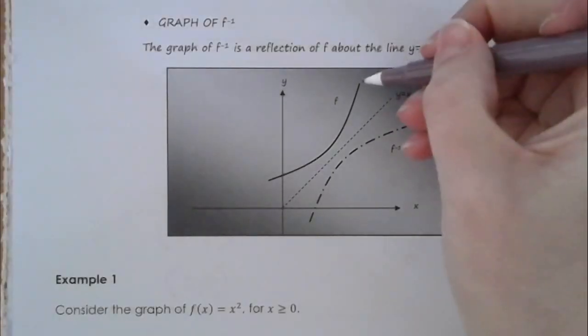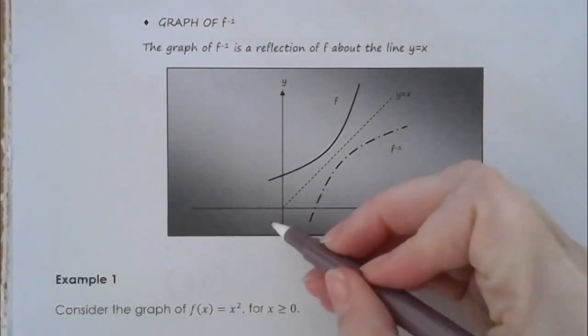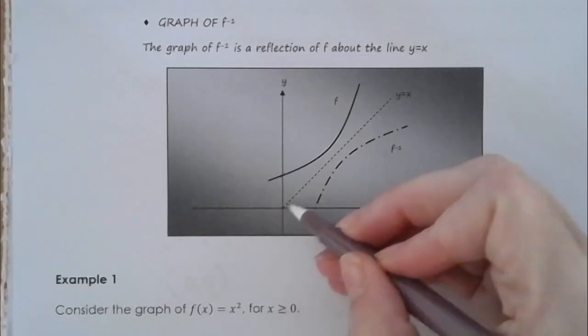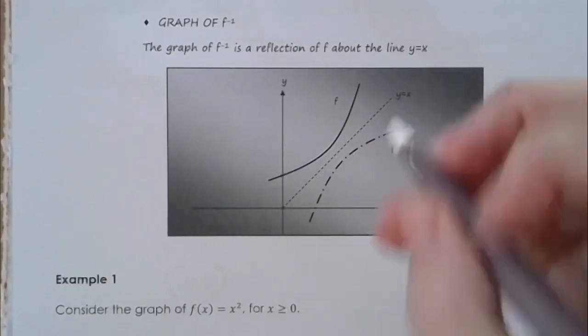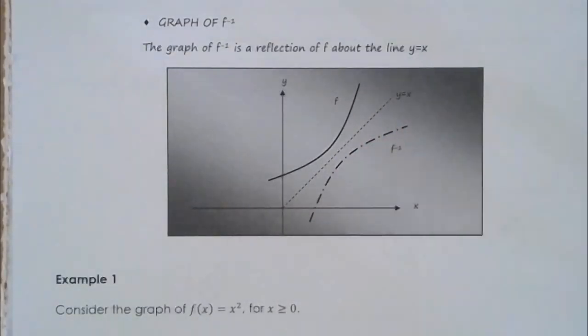The original function and its inverse are reflected over the equation y equals x right here. So they are a reflection over that line. We also know that when we do inverses, we are switching our x's and our y's.